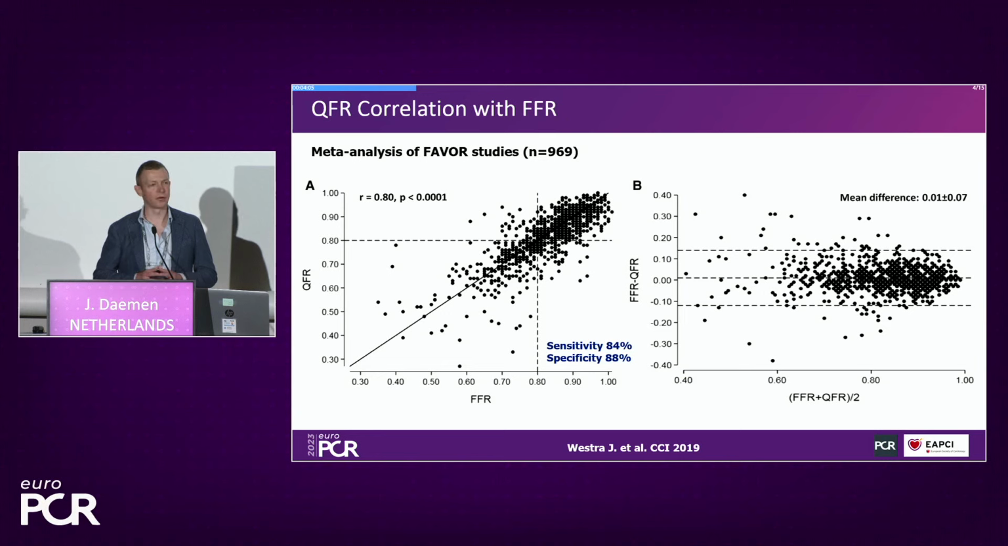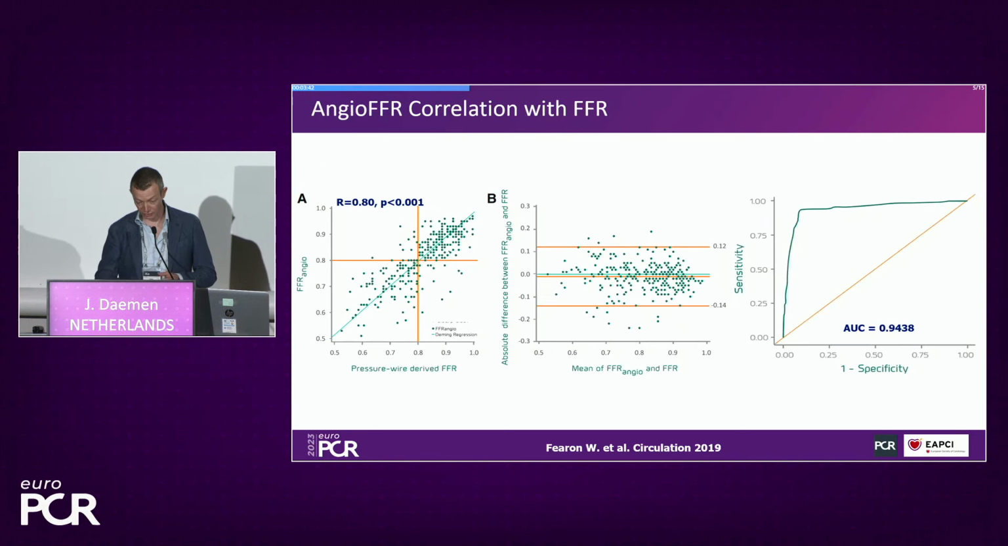Just a little bit of background. This is some data of the QFR studies, almost 1,000 patients in which QFR, which is the MEDIS technology, was validated against a conventional pressure wire-based physiology system, concluding that the correlation coefficient was 0.8 with a mean difference, or bias, of only 0.01. That attests to the concept of angio-based physiology, in this case with a competing technology.